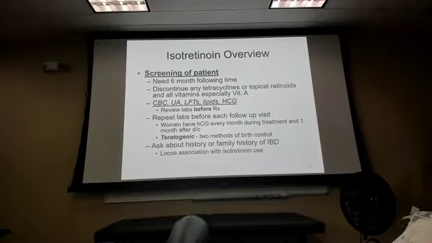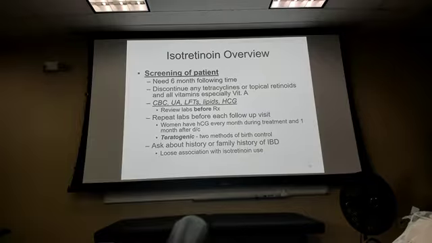With the Accutane, they have to discontinue the tetracyclines, the topical retinoids, and all of the vitamins, especially vitamin A. I talked about the labs before. So CBC, UA, LFTs, lipids, HCG. Again, I don't know what other test questions you've had in the past, but this is a list and only one is going to be on there, so know them all. Repeat labs before each follow-up.